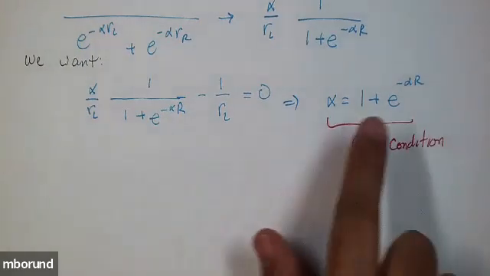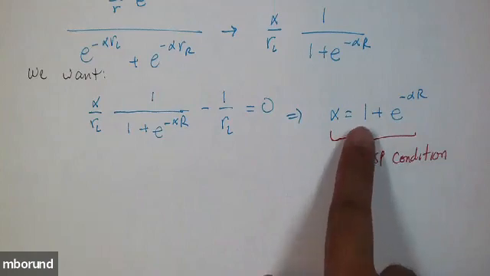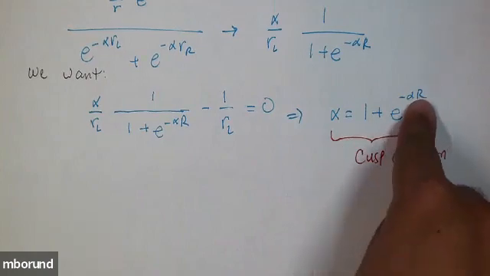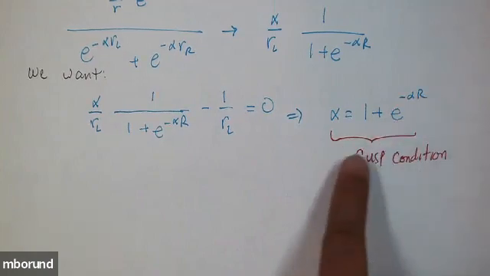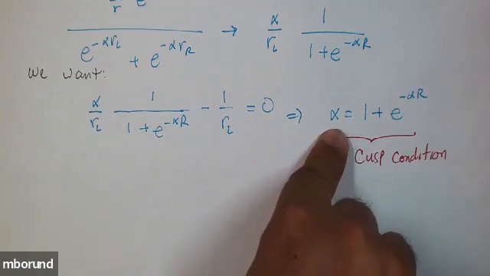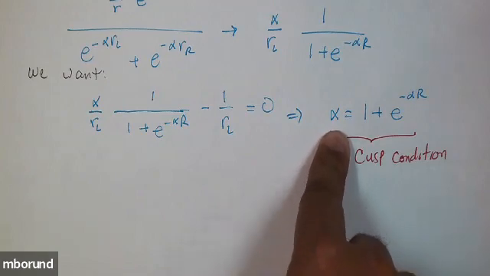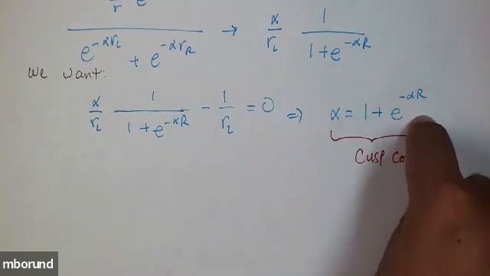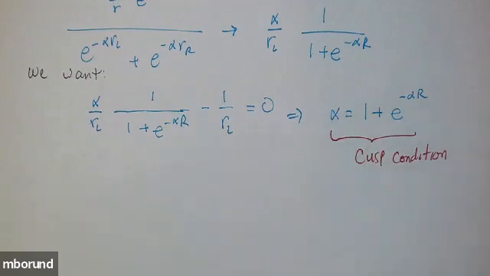So let's look at this condition. This is the condition that we have here. What happens when R goes to infinity? We get our hydrogen back. Alpha is one, right? What happens when R goes to zero? Helium. Alpha becomes two.